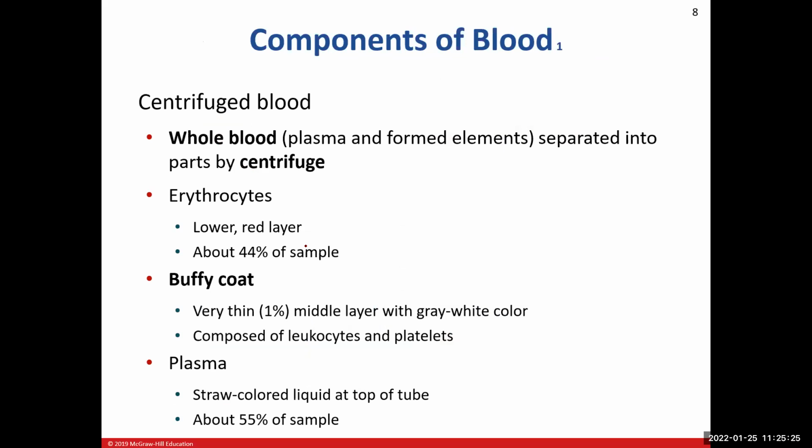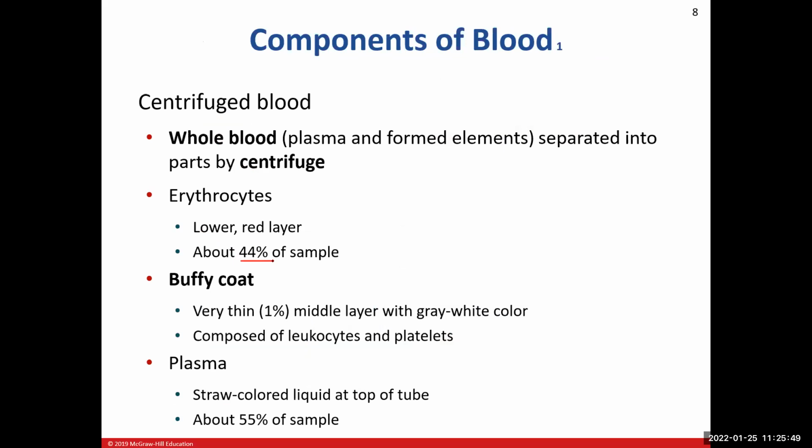I'm going to come back to this other slide here. So again, that's our whole blood. We pulled it from your body, we placed it in a centrifuge, we spun it off, and we got 3 things out of it. At the bottom, we have our erythrocytes. That's going to be about 44% of the sample. So 44% of your blood is going to be made up of red blood cells. Yay, that's good. That's what we want.